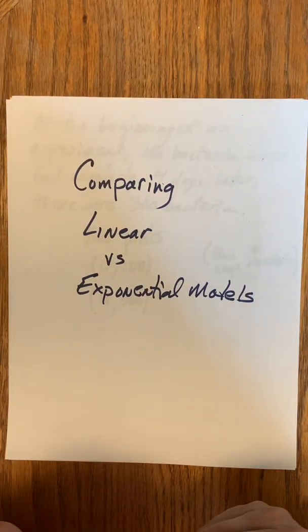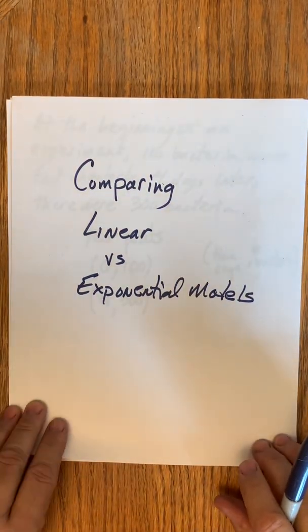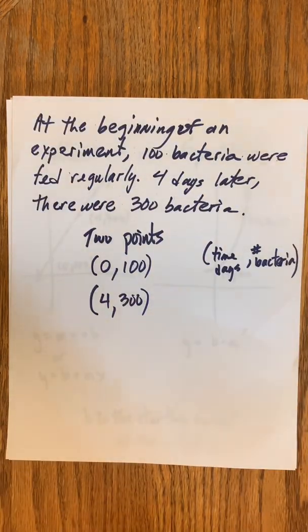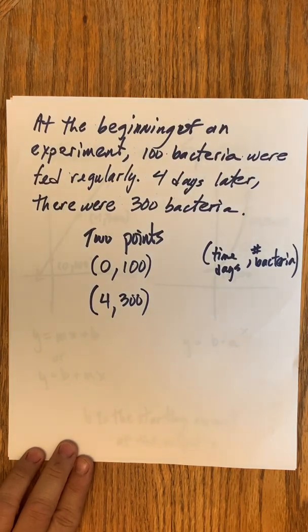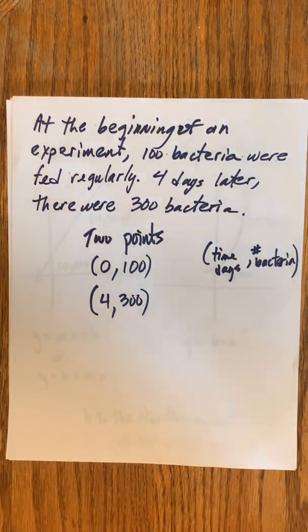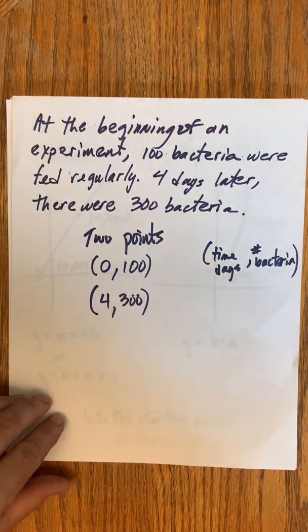Hello, in this video I want to compare linear versus exponential models for the same scenario. So let's suppose we have an experiment and it says at the beginning of the experiment you have 100 bacteria and they're fed regularly, and then 4 days later there are 300 bacteria.